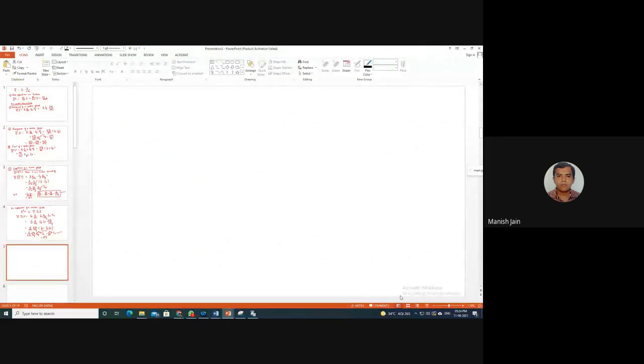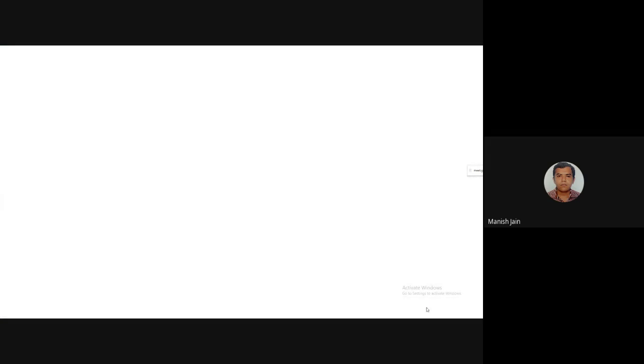Now we will see the operation between the second order tensor quantities, mathematical operations between second order tensor quantities.